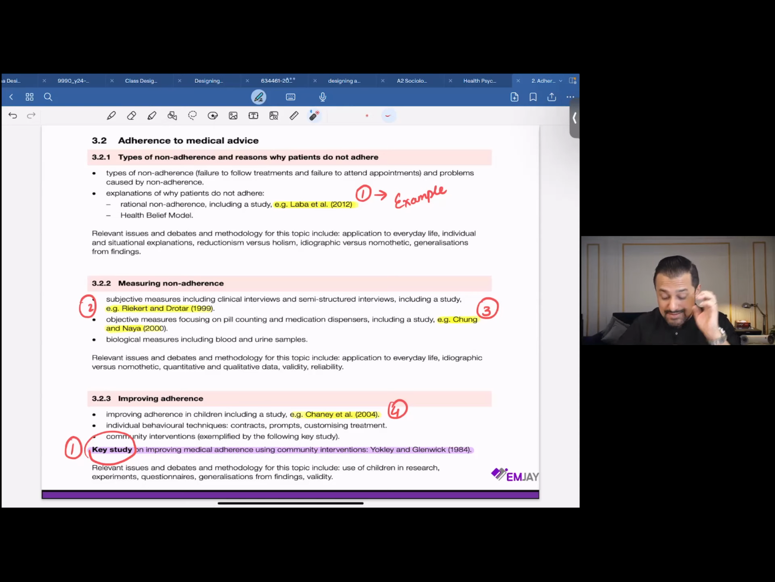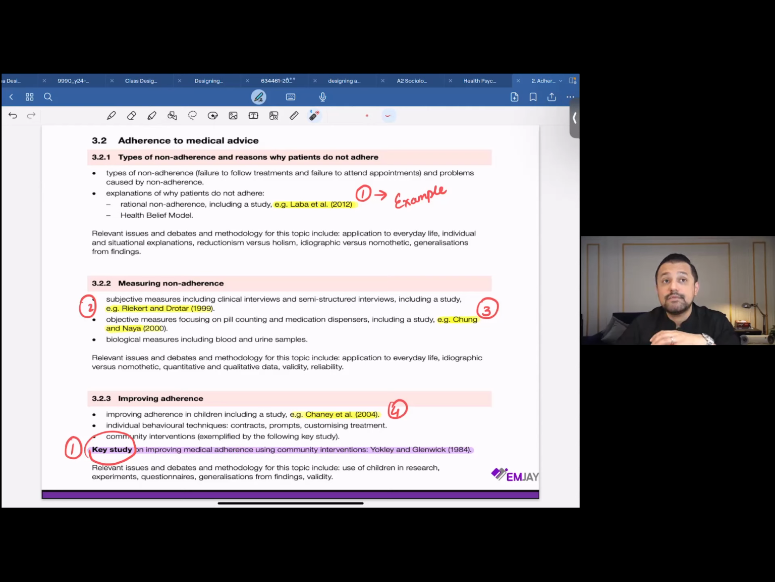Now, is this it that we all need to know, or is this it that we all need to be aware of? Actually, no. Along with key studies, you need to know the example studies. Along with example studies, you also need to additionally know reference studies. I am naming it a reference study because these are the studies that you cannot really be directly questioned on. You will not be directly questioned on the reference studies.